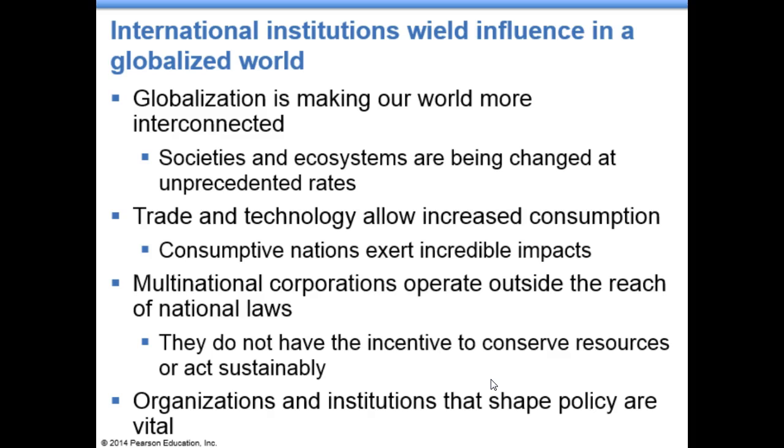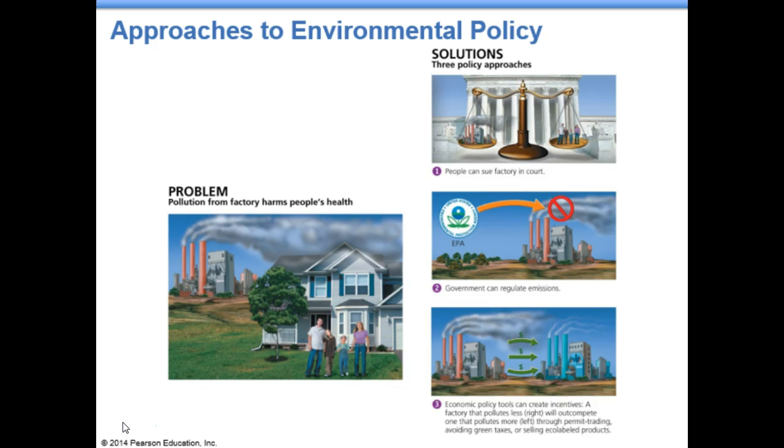So there are multinational corporations that operate outside the reach of the national laws. Some of those corporations, let me just pause for 1 minute. I'll be right back. Okay, so the multinational corporations, which I said operate outside the reach of the laws, don't really have incentive to conserve the resources or to conduct their business sustainably in the nations where they operate. And for this, in a globalizing world, organizations and institutions need to be able to shape international policy and need to become increasingly influential with this. So organizations and institutions also are vital in shaping that policy.